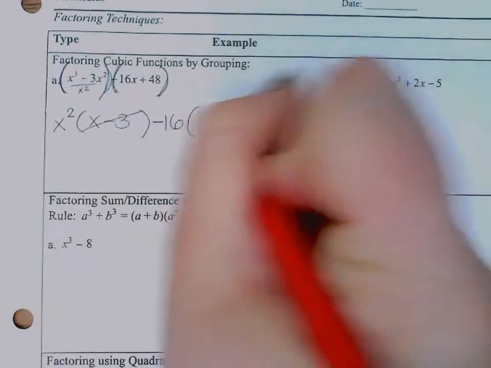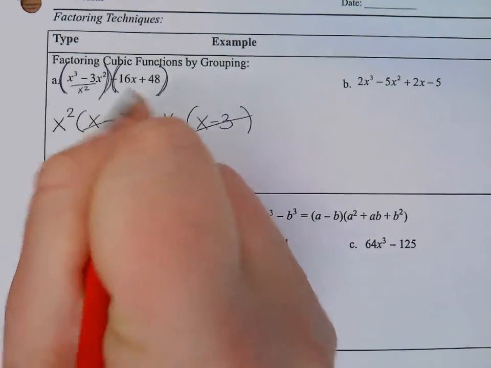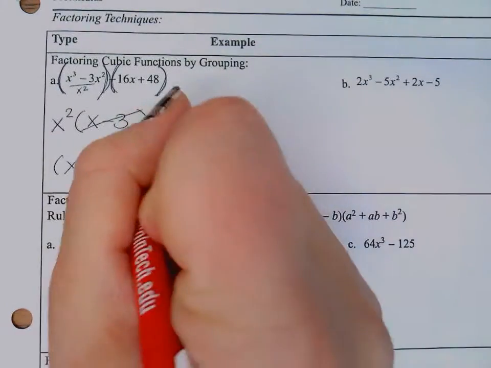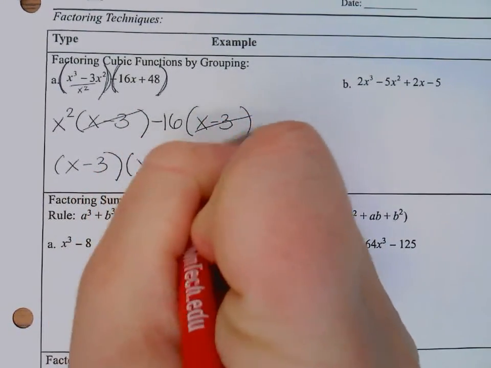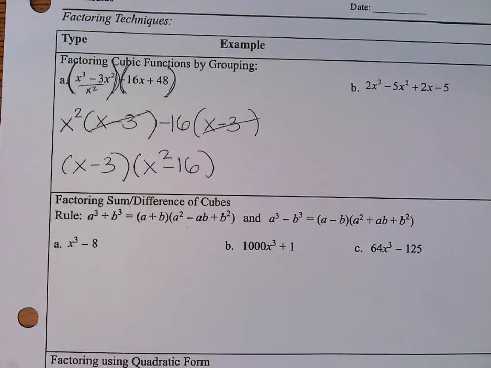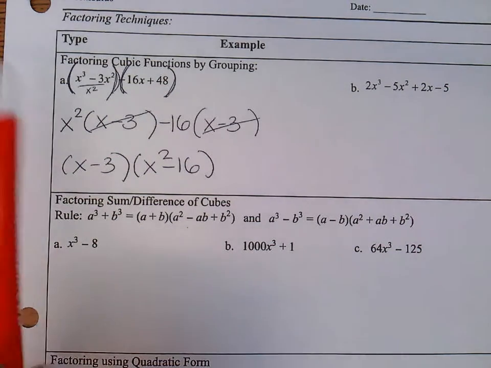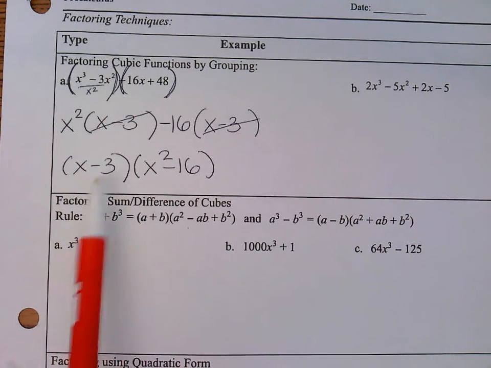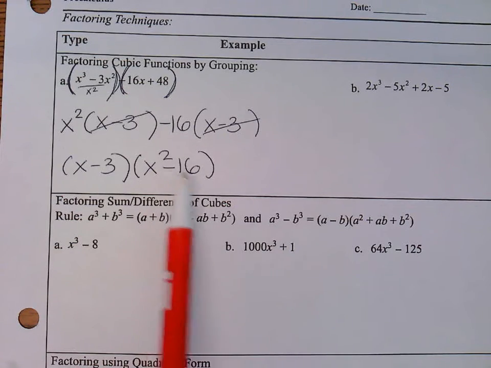Now I'm going to pull the x minus 3's out because those are inside both of those terms. And now I have x squared left from the first term and -16 left from the second term. So that becomes the second binomial of the factor pairs. So a cubic function, you might be at the end, but you might not be. So I could actually go one step further because I see a difference of squares right here.